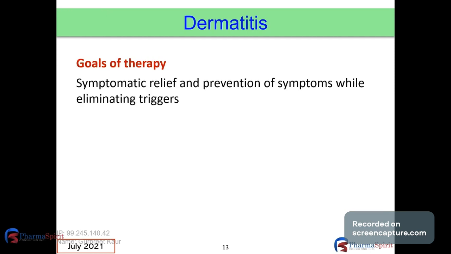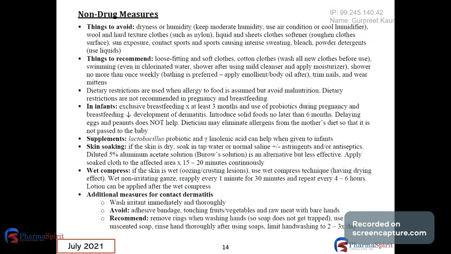Goals of therapy for management of dermatitis include symptomatic relief. So we want to control the acute symptoms, and then we want to prevent the symptoms from coming back while eliminating triggers. Let's now talk about non-drug measures. And non-drug measures are a big deal in dermatitis. So there are some things that you should avoid, or you should inform the patient to avoid.